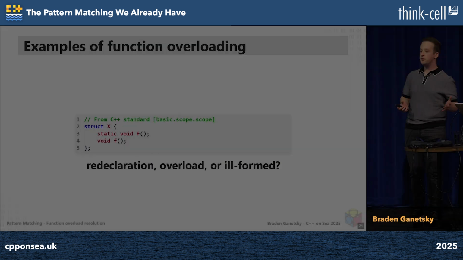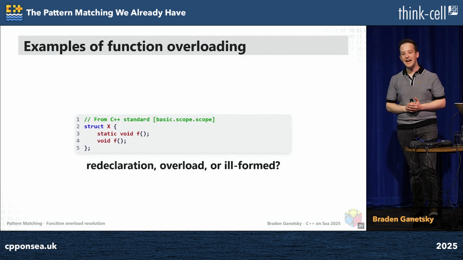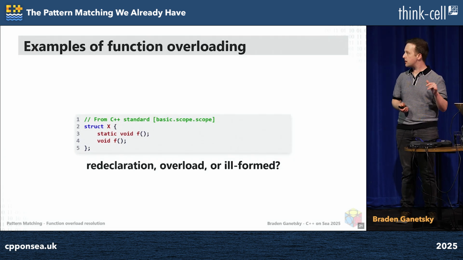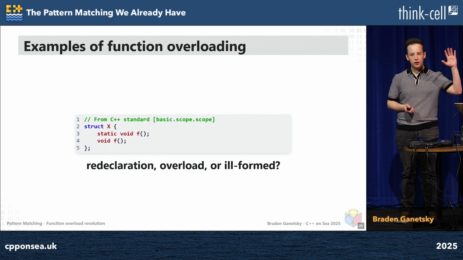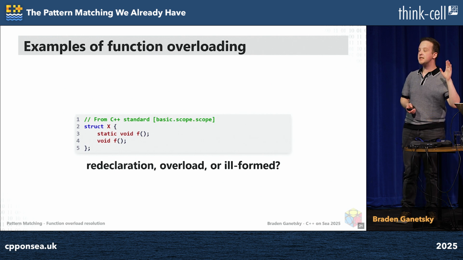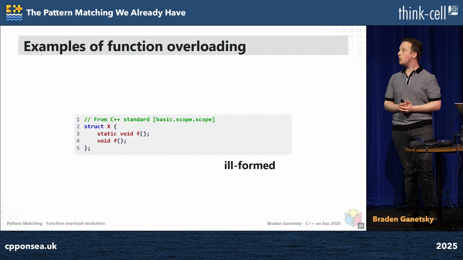Yes, question? Back to an interactive example. If I have a struct x, I have static void f, and then I have void f. One of them is a static function, one of them is a non-static function. Are these redeclarations? Hands up. Okay, are they overloads? Hands up. I see a couple. Is this ill-formed? Hands up. Okay, most hands were up for ill-formed. You're right, it's ill-formed. So this code is ill-formed because you can only have one function declaration inside of a struct that has the same signature if one of them is static.